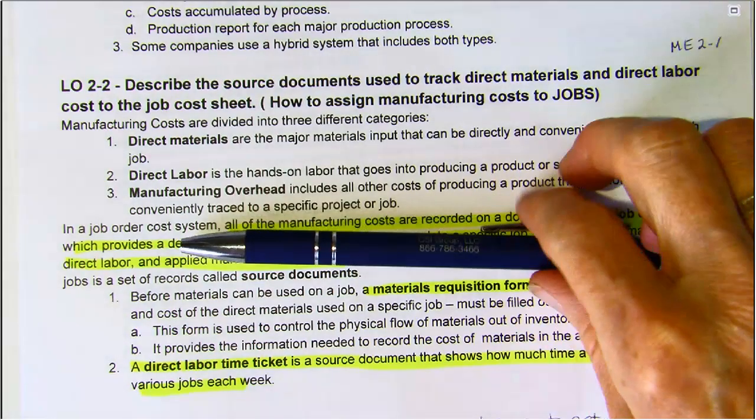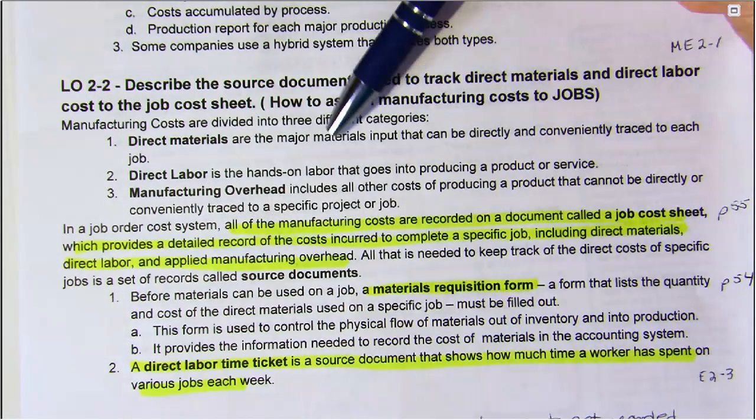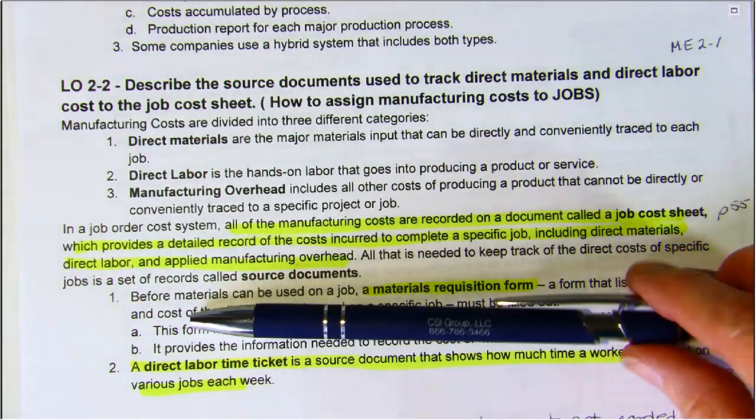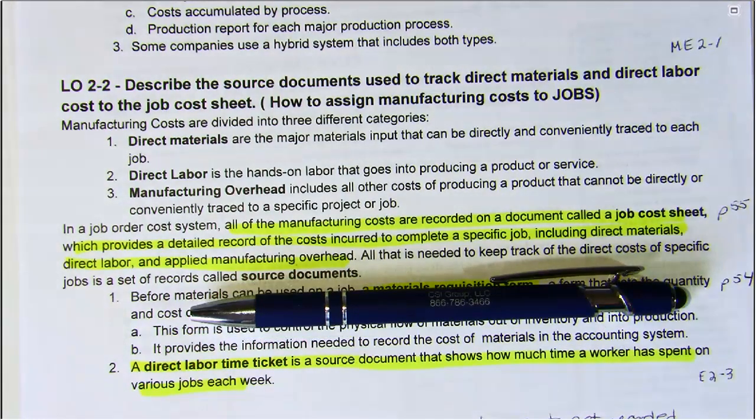Direct labor is the hands-on labor that goes into producing the product or service. So it would be the person who fabricates the pen parts, which means makes the pen parts, like the barrel, for example, or the person who assembles or puts together the pen. So fabrication and assembly are both direct labor, hands-on labor, labor that can be tracked and traced to the pen.